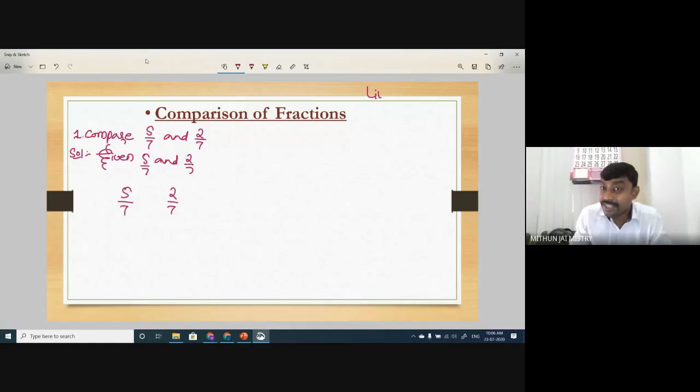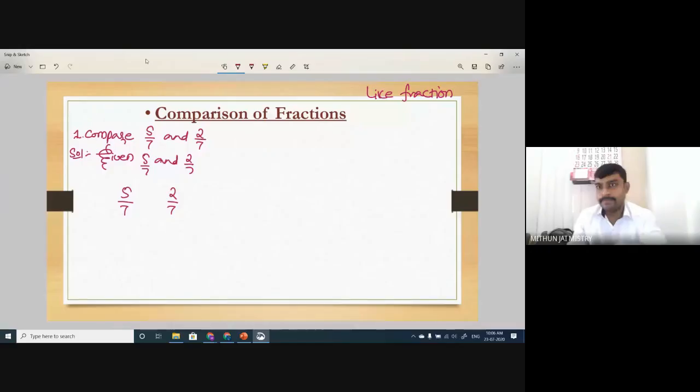So what does it mean, sir? It means only like fractions can be compared easily, right? So what does it mean? We cannot compare unlike fractions? We can compare unlike fractions also. But if it is like fractions, simply we can go like this.